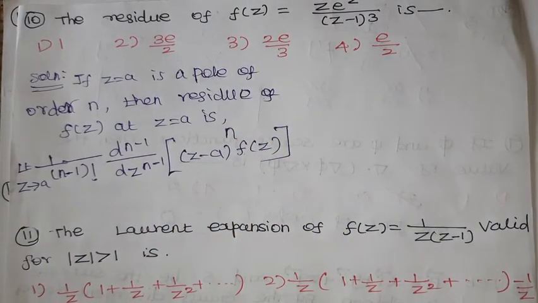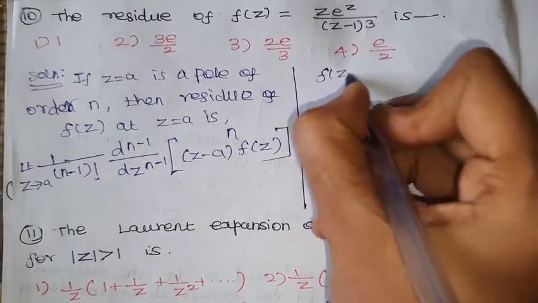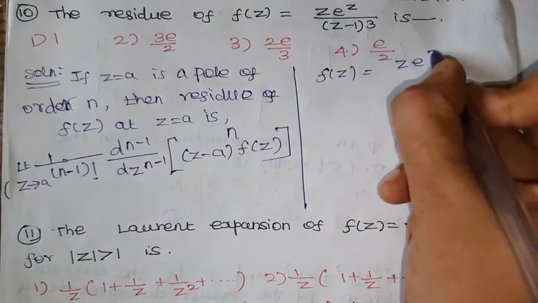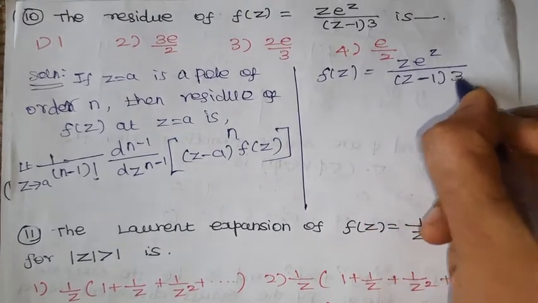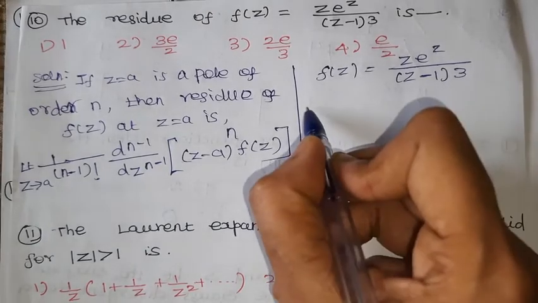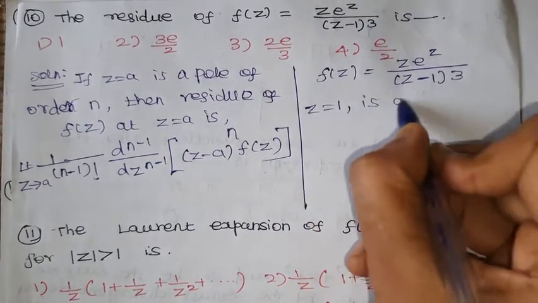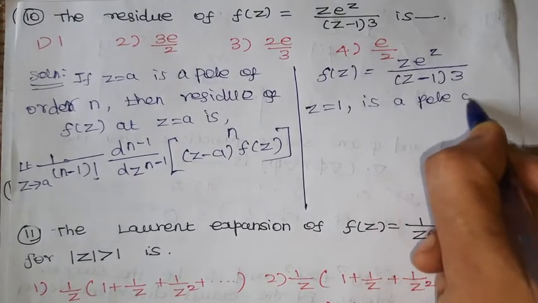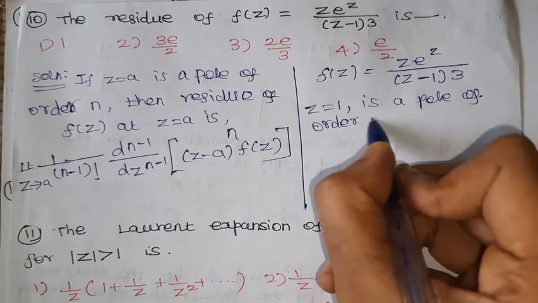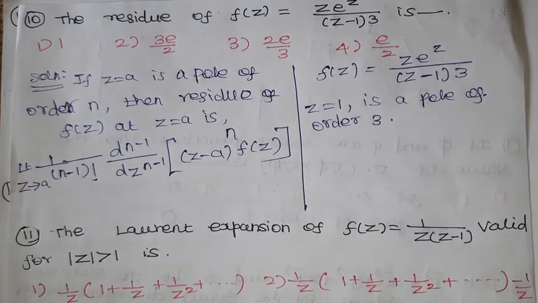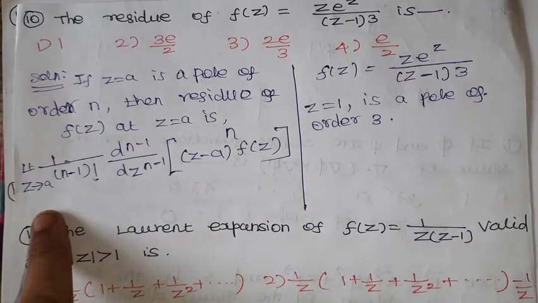From this formula, for this problem, f of z is equal to... what is the pole? Equating the denominator to 0, here z minus 1 equal to 0, so z is equal to 1 is a pole of order 3. So we are going to solve this problem by substituting into this formula.